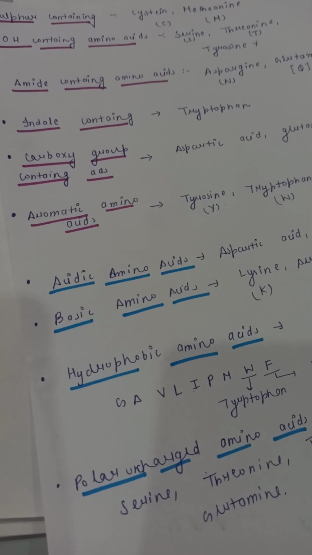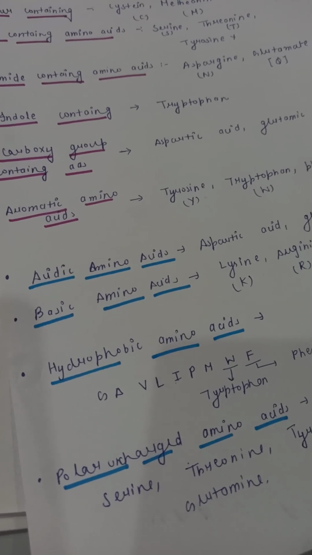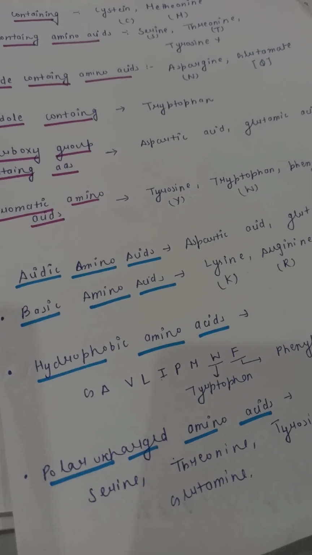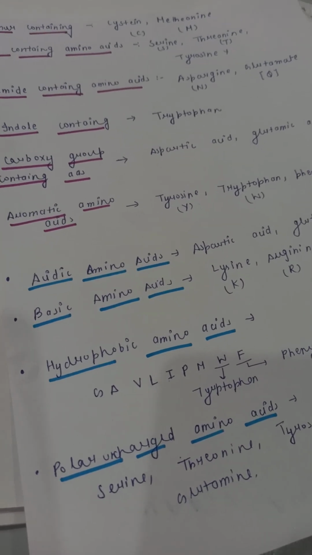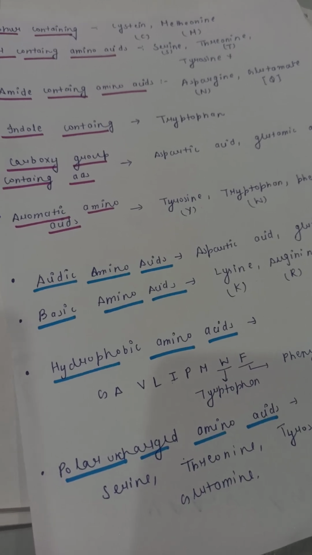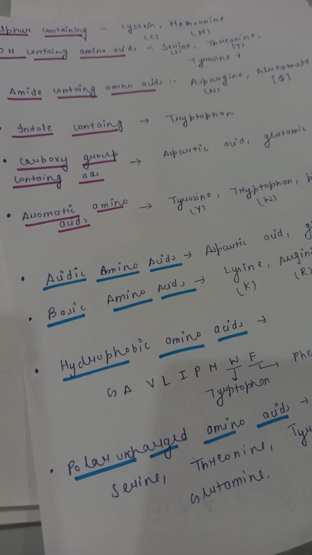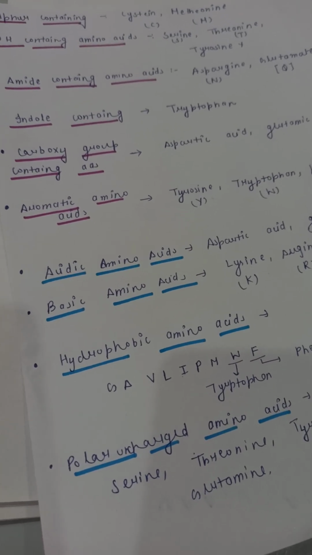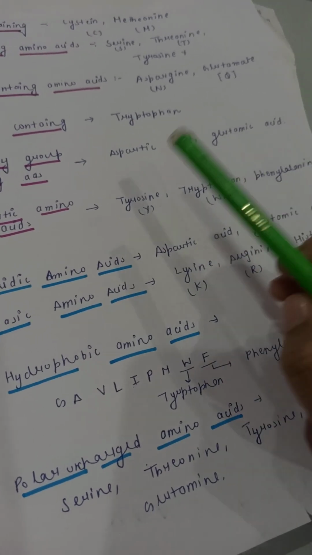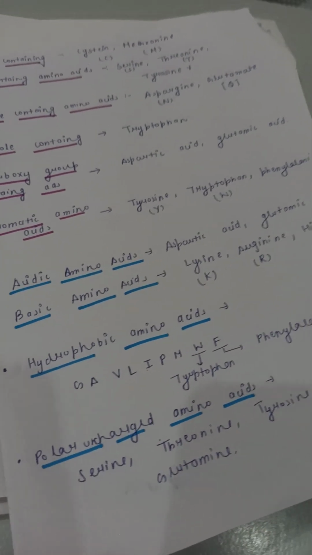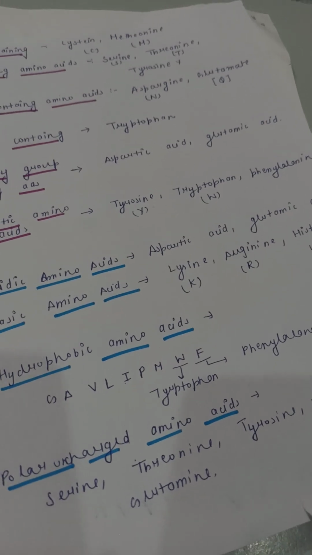Then we have amide containing amino acids, and the examples are asparagine and glutamate. Then we have indole containing amino acids, and the example is tryptophan. Then we have carboxyl group containing amino acids. The amino acids which have a carboxyl group are basically acidic amino acids, so they are aspartic acid and glutamic acid. Then we have aromatic amino acids. The examples of aromatic amino acids are tryptophan, tyrosine, and phenylalanine.